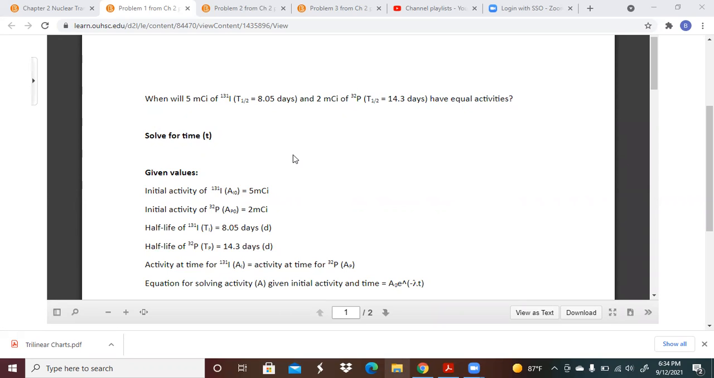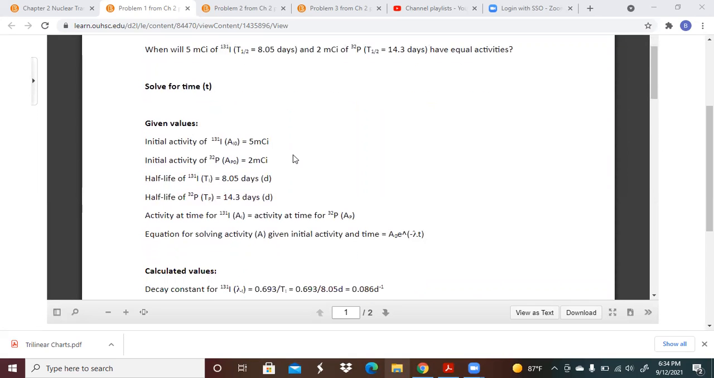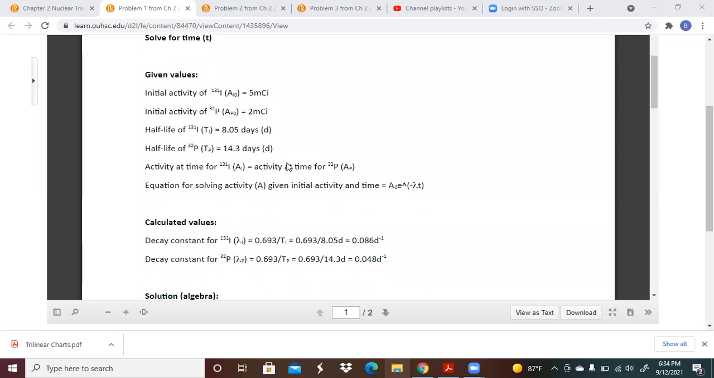and 2 millicuries of phosphorus 32 with the half-life given there, are going to have equal activities. So how do we go about finding that? Well, since the answer is when these two will be equal, obviously time is going to be the same for both types of problems. So the initial activity here of iodine 131 is 5 millicuries.